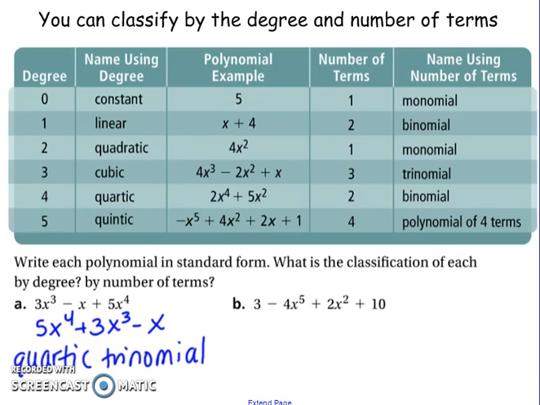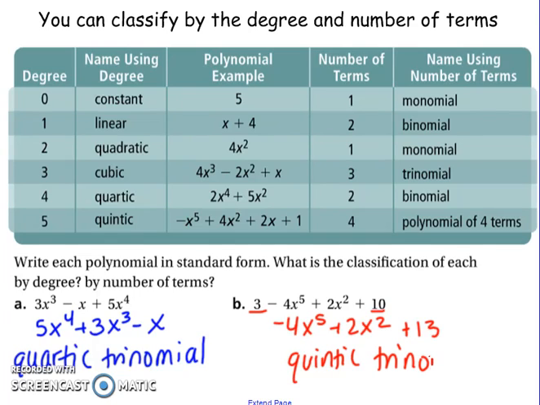In the second example, we're going to put a negative 4x to the fifth first, then the 2x squared. But we have a 3 and a 10. They can combine together and give me 13. So now we've changed this from having 4 terms to 3 terms. Okay, so our highest degree is a 5, so it's a quintic. And then it's 3 terms, so it's a trinomial. Okay, so if you didn't combine the 10 and the 3 together, you would say that it's a quintic polynomial of 4 terms. But that would be incorrect, since you can combine your like terms and simplify this.